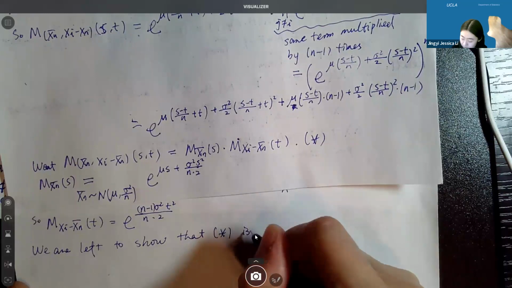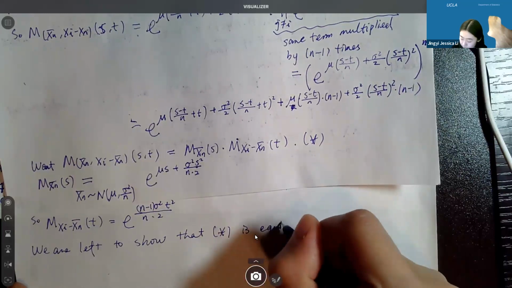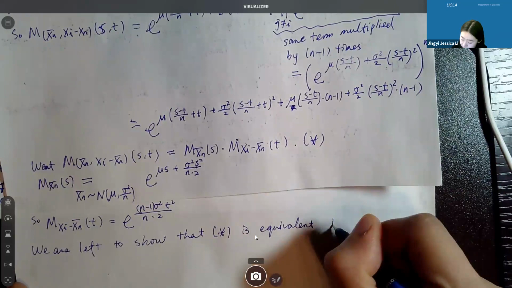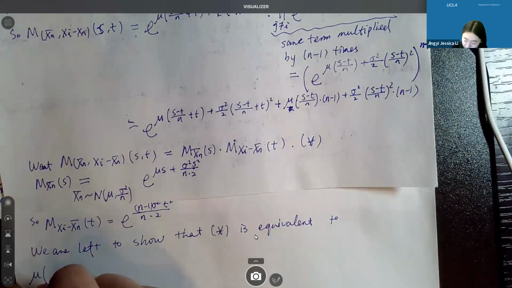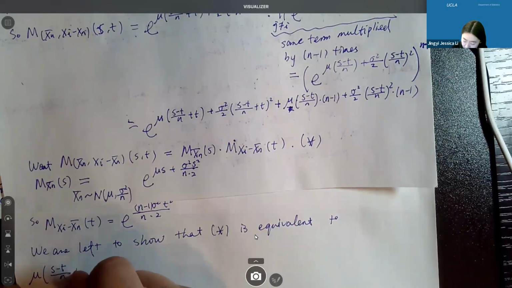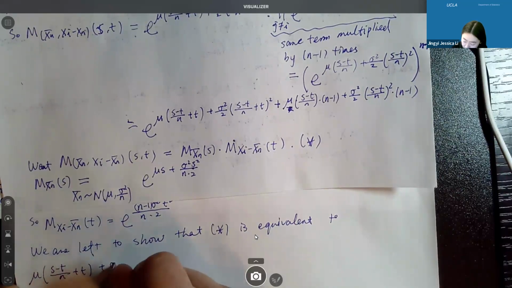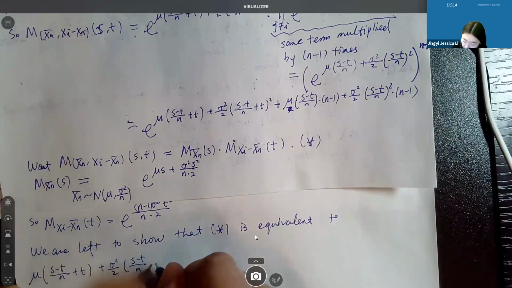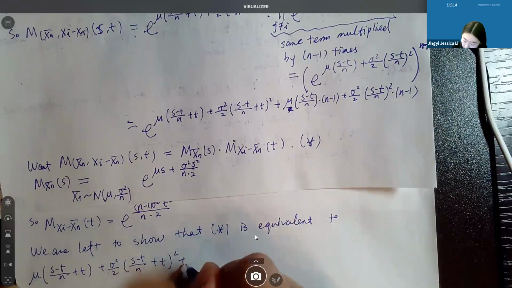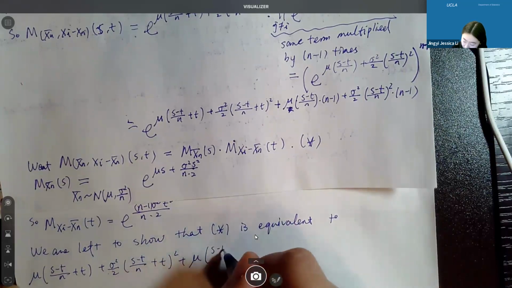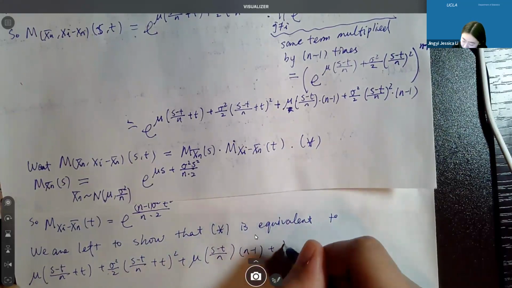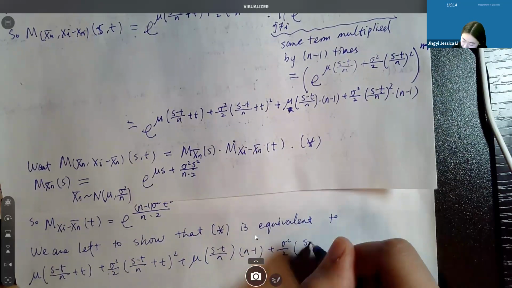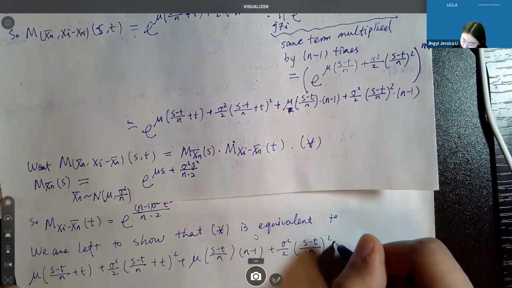Star is equivalent to the powers are matched. So mu times (s - t)/n + t plus sigma squared over 2 times ((s - t)/n + t) squared, plus mu times (s - t)/n times (n - 1) plus sigma squared over 2 times ((s - t)/n) squared times (n - 1).